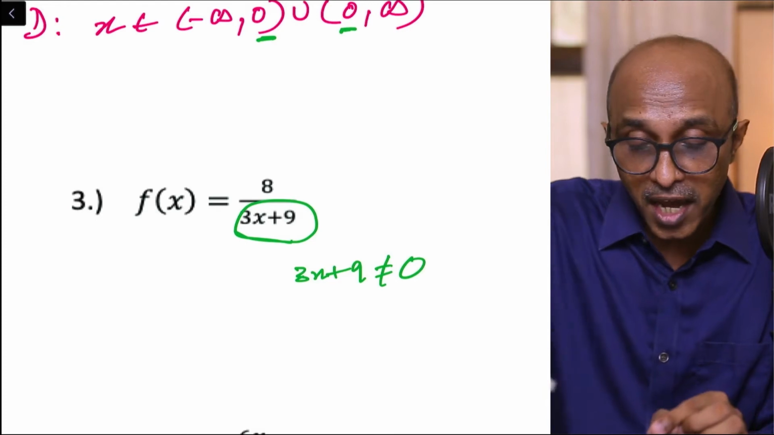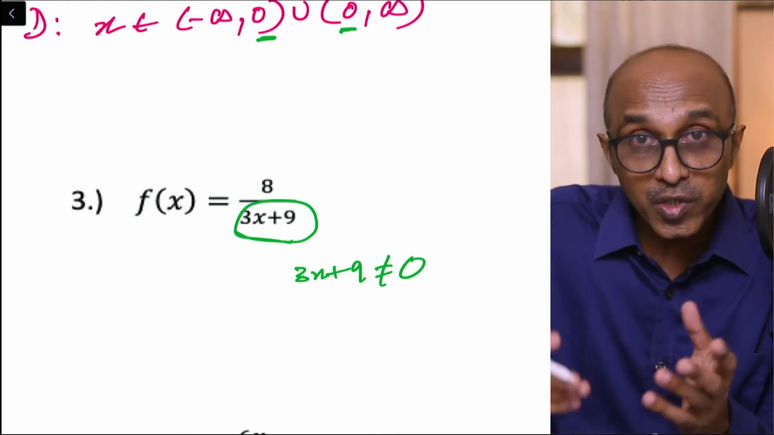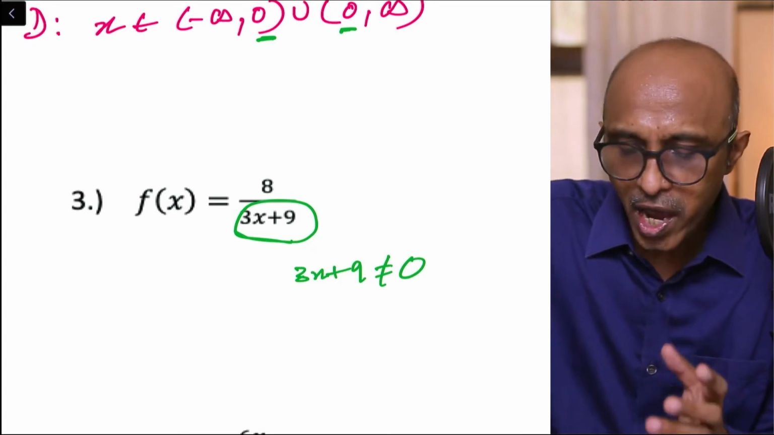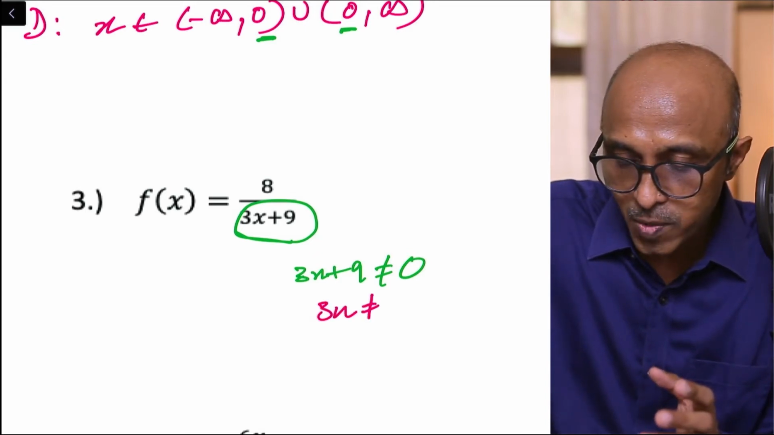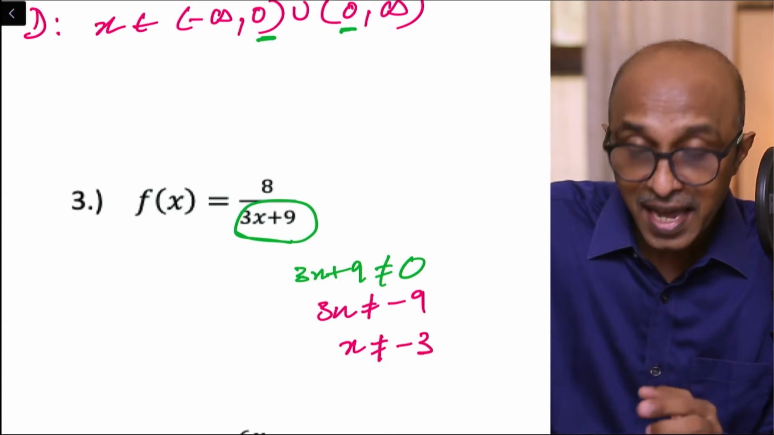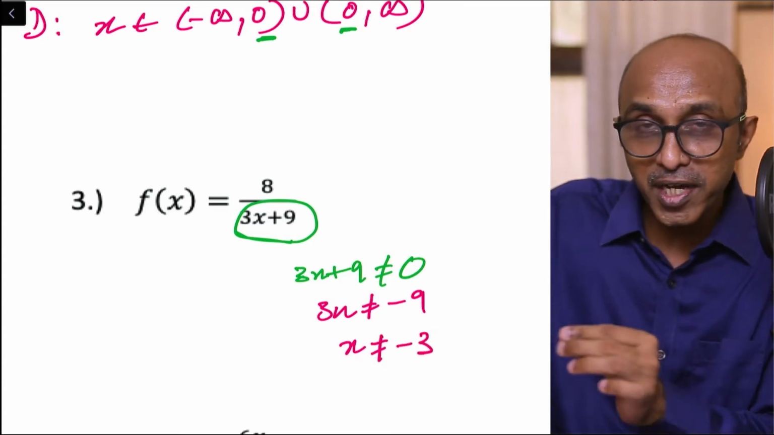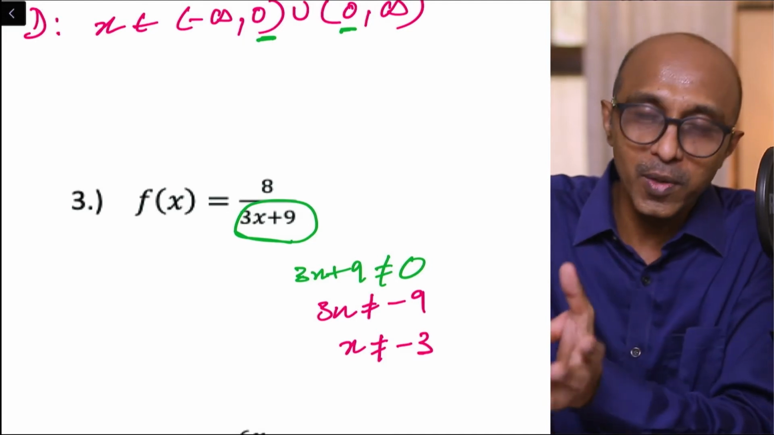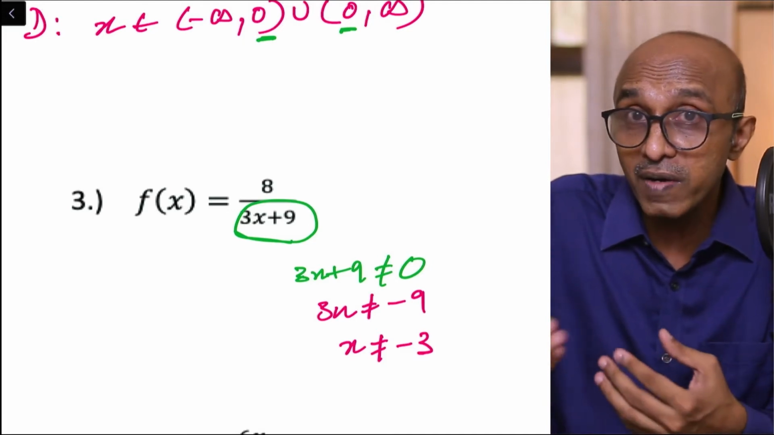If f of x is equal to 8 over 3x plus 9, then the denominator, which is 3x plus 9, cannot be equal to 0. And when we solve this, we get 3x cannot be equal to negative 9, or x cannot be equal to negative 3. X cannot be equal to negative 3. That is the indirect approach. What's the value of x that is not allowed? In this case, it's one value. It could also be more than one value, by the way.